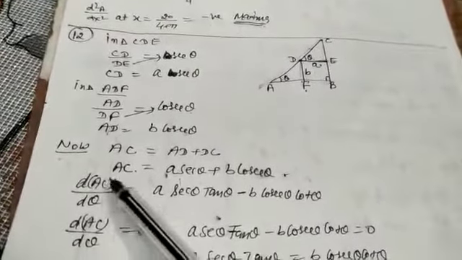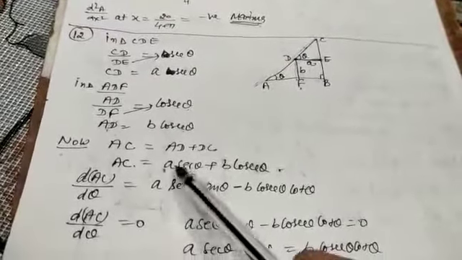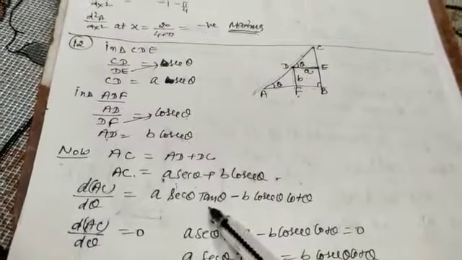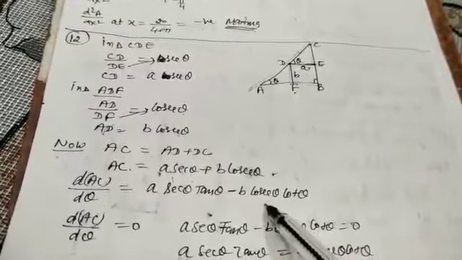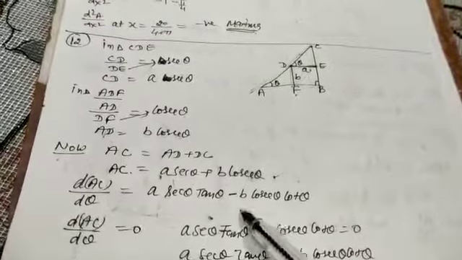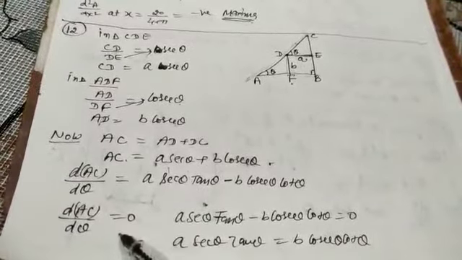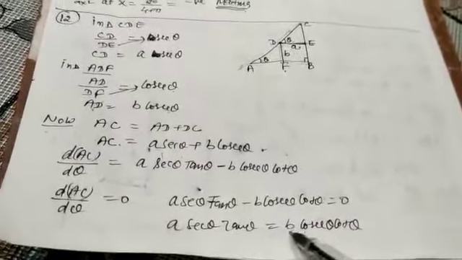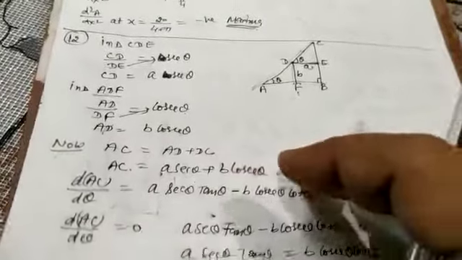See, first step, again take the derivative of the function: a times the derivative of sec theta, that is sec theta into tan theta, plus b times the derivative of cosec theta, that is cosec theta into cot theta with a negative sign. For the critical value, this derivative should be equal to 0, so we set it equal to 0. From this we calculate the value of theta.